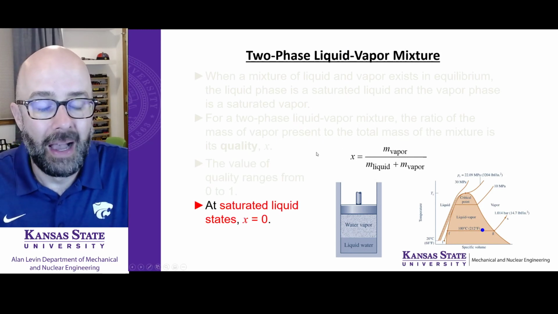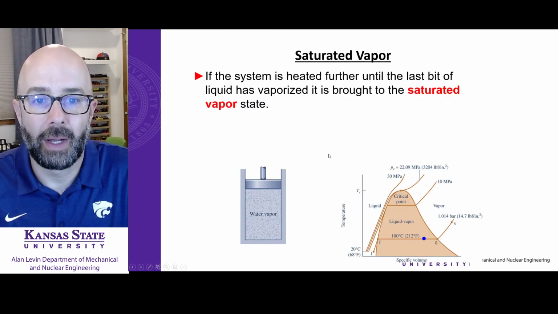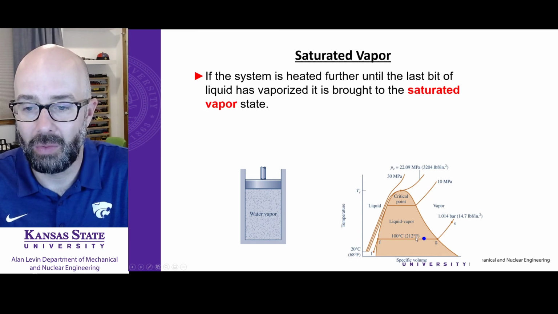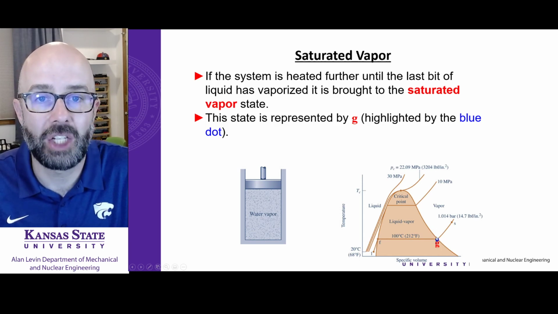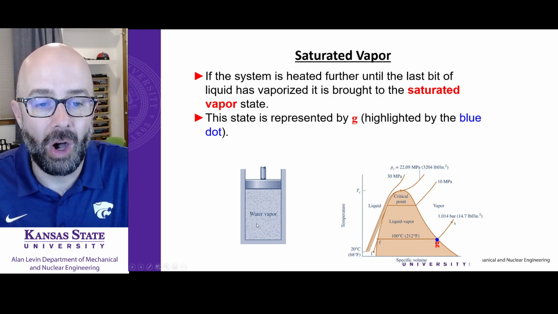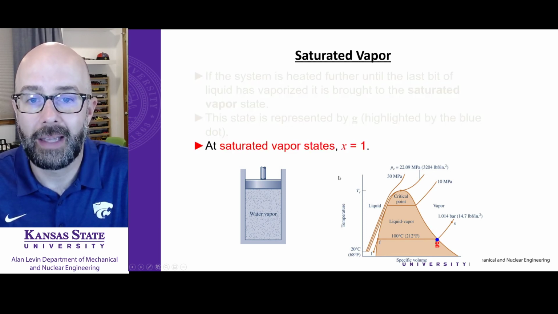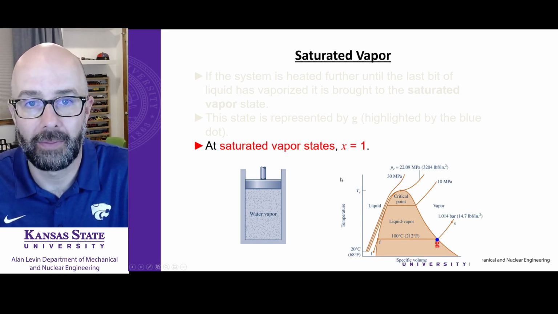Okay. I told you saturated liquid is 0, and saturated vapor is 1. So what we're going to do here is take our system, which is somewhere inside here, and continue to heat it up until we reach the other side of the dome, which is represented by G, saturated vapor, and now all of our system has turned to vapor. Okay, x is now equal to 1. The quality is equal to 1 when we're there.